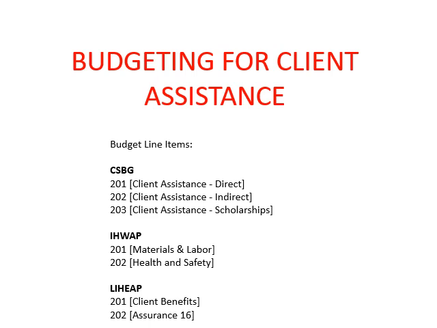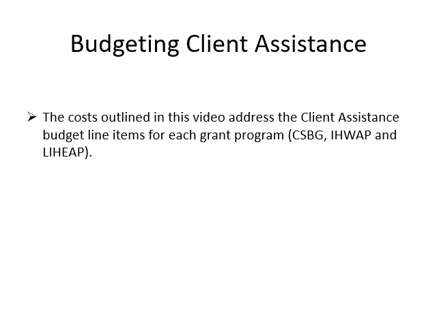This video will cover budget line items for CSBG. It'll be budget line items 201, which is Direct Client Assistance, 202, Indirect Client Assistance, 203, Client Assistance Scholarships. For the weatherization grants, it will cover budget line item 201, Materials and Labor, 202, Health and Safety. And for the LIHEAP grants, it will address budget line items 201, which is client benefits, and 202, which is Assurance 16. The cost outline in this video addressed the client assistance budget line items for each grant: CSBG, weatherization, and LIHEAP.